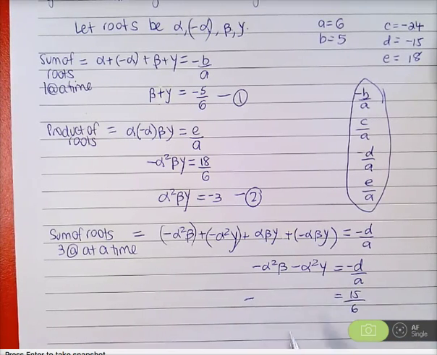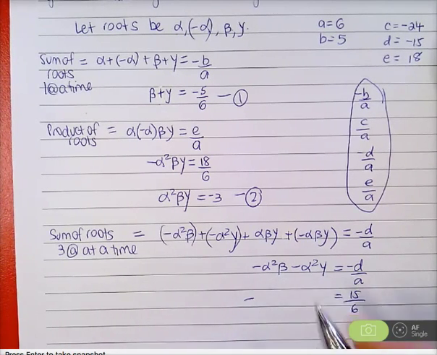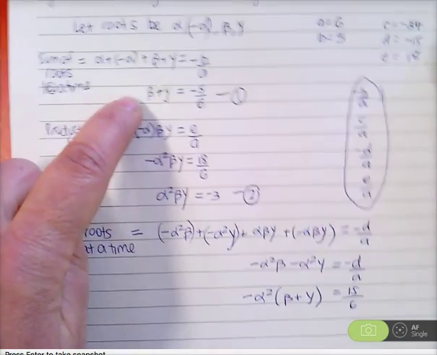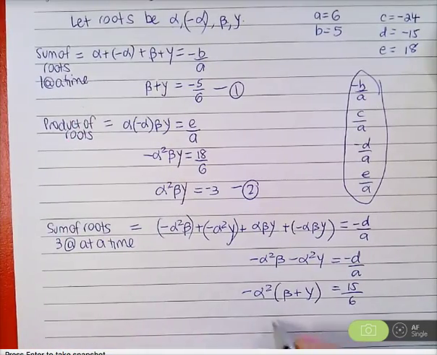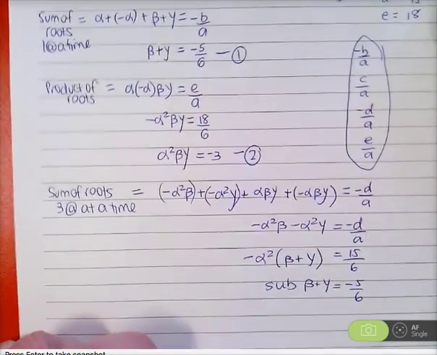What did I factorise out here? I'll take a negative out. What else can I take out? Alpha squared, beta plus gamma. Oh, this is looking good. So we can put beta plus gamma. That's it, right, from part 1. So now we're going to substitute beta plus gamma is negative 5 on 6. This is good. Can you see where it's from?